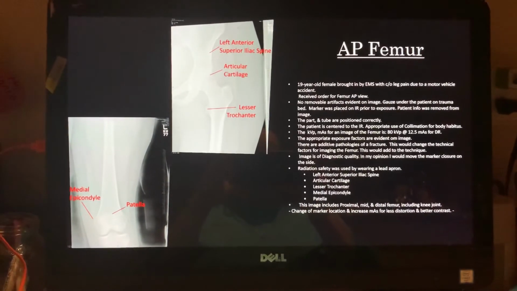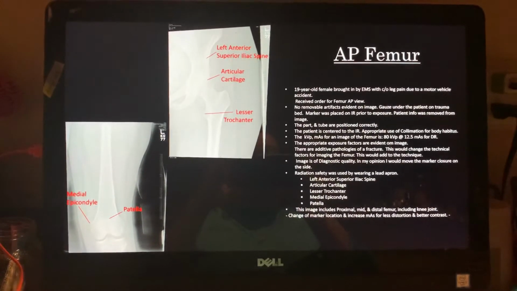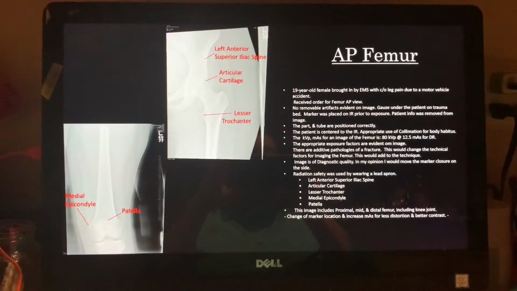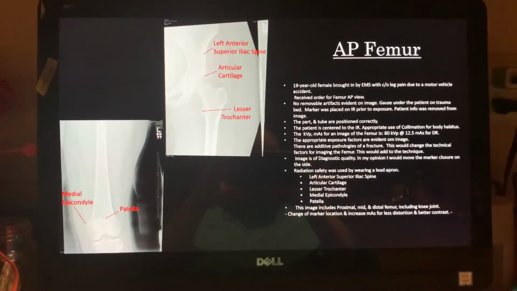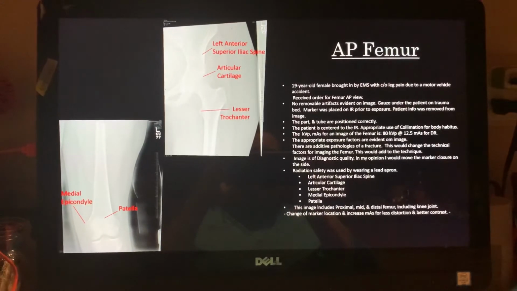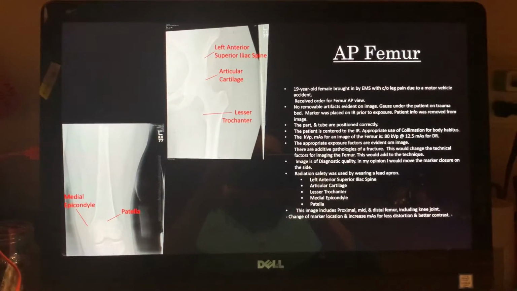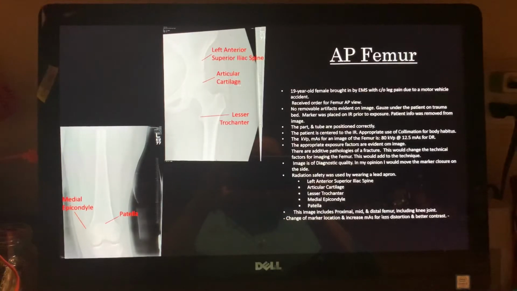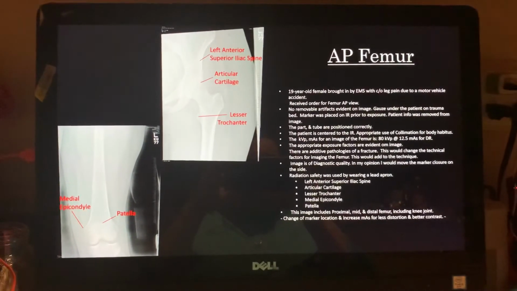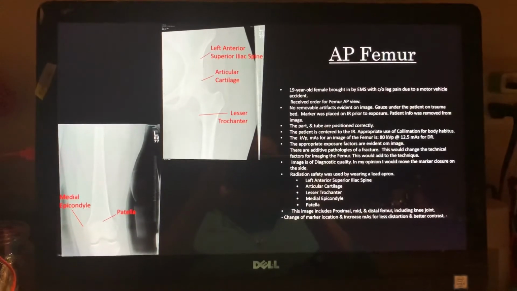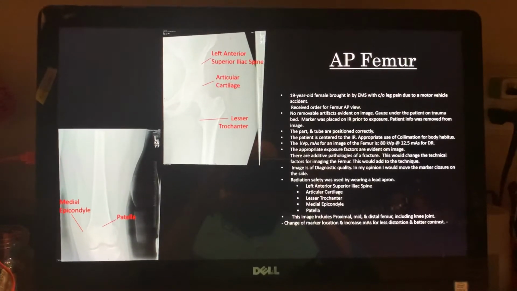The kVp and mAs for an image of the femur is 80 kVp at 12.5 mAs for digital radiography. The appropriate exposure factors are evident on this image. There is an additive pathology of a fracture, and this would change the technical factors for the image of the femur. This would add to the technique. Image is of diagnostic quality.